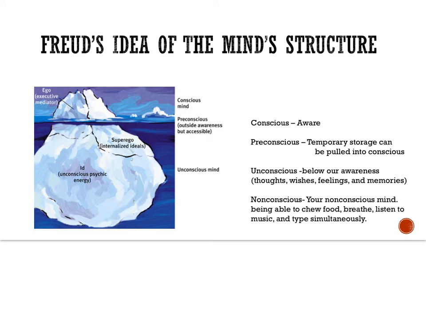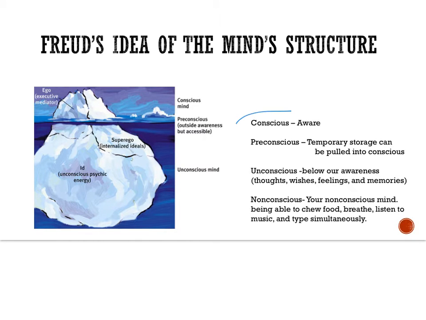So here we have the structure of personality, or Freud's idea of the mind's structure. And it looks like an iceberg because an iceberg, when you look at it, you only see the tip of the iceberg. You only see a small portion of the iceberg. But most of it is going to be underwater. And so Freud says that's kind of how your personality is. You only see the tip of your personality, but most of your personality is totally unconscious.